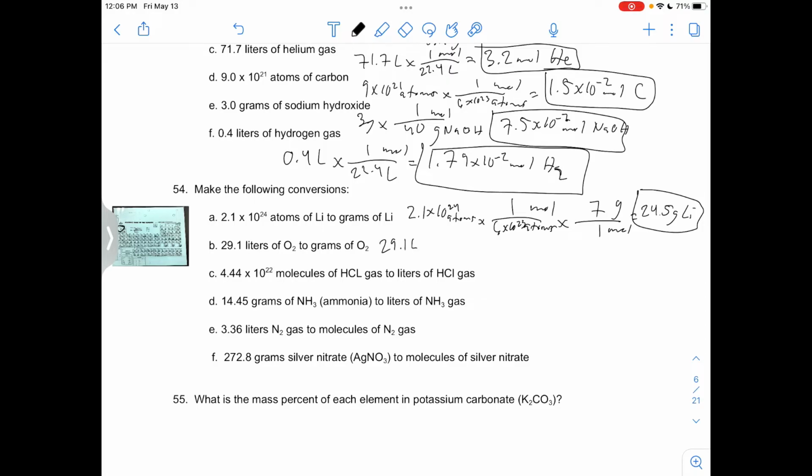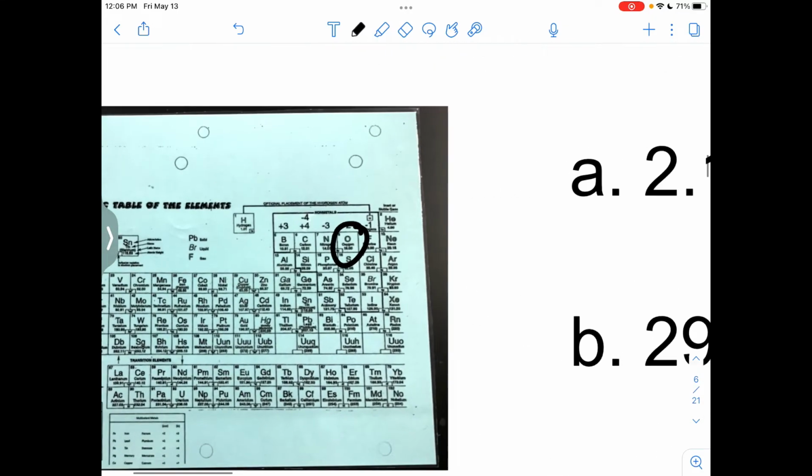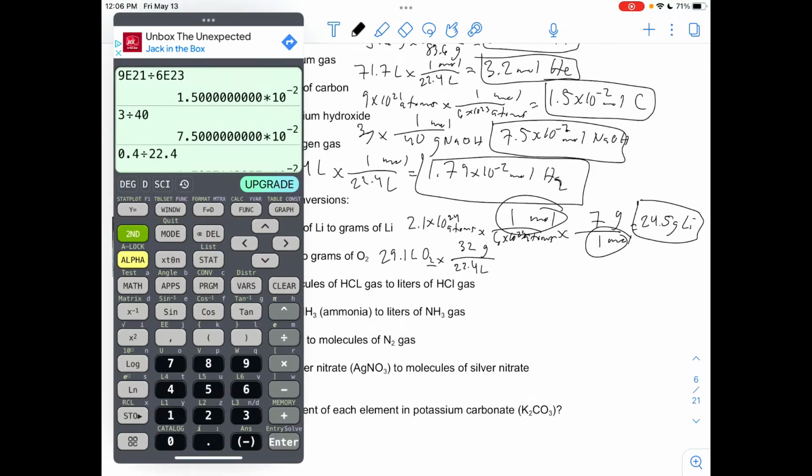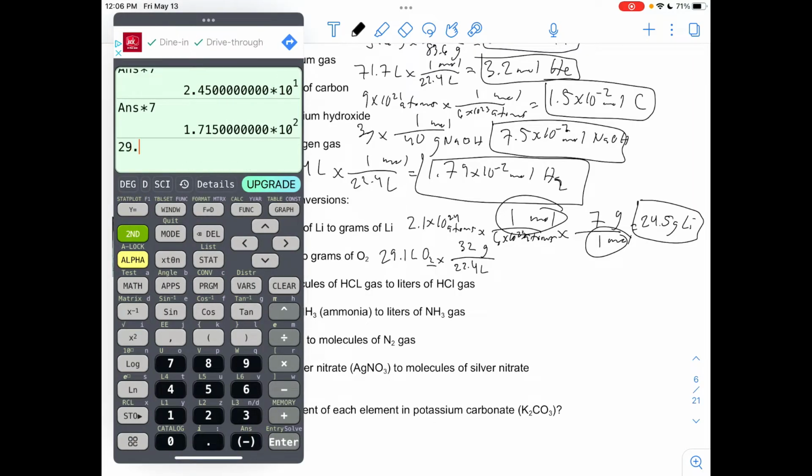Okay, next one, 29.1 liters of O2. So liters over grams. Again, I'm going to combine steps. You should have this mole over mole, but I'm going to combine steps. So oxygen, over here it is 16, but there's 2 of them, so 32 and 22.4. So 29.1 divided by 22.4 times 32. Okay, 41.6 grams of O2.